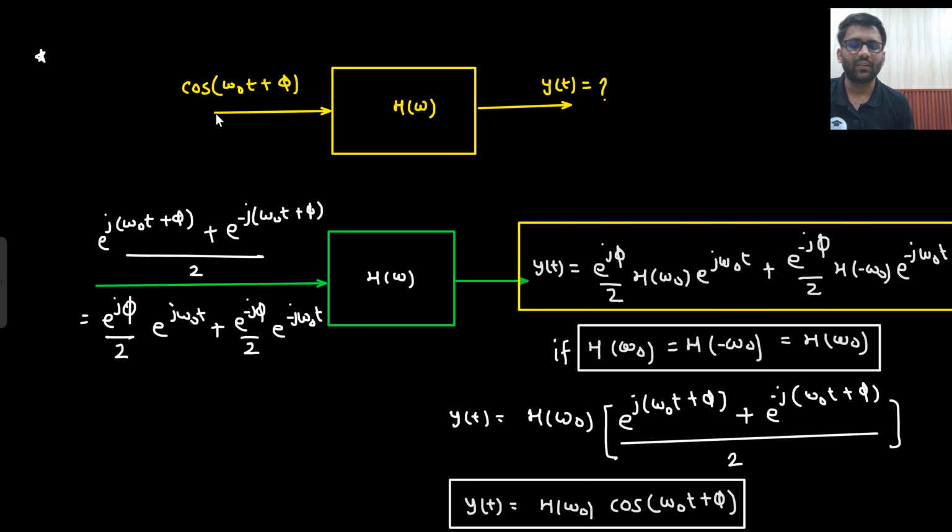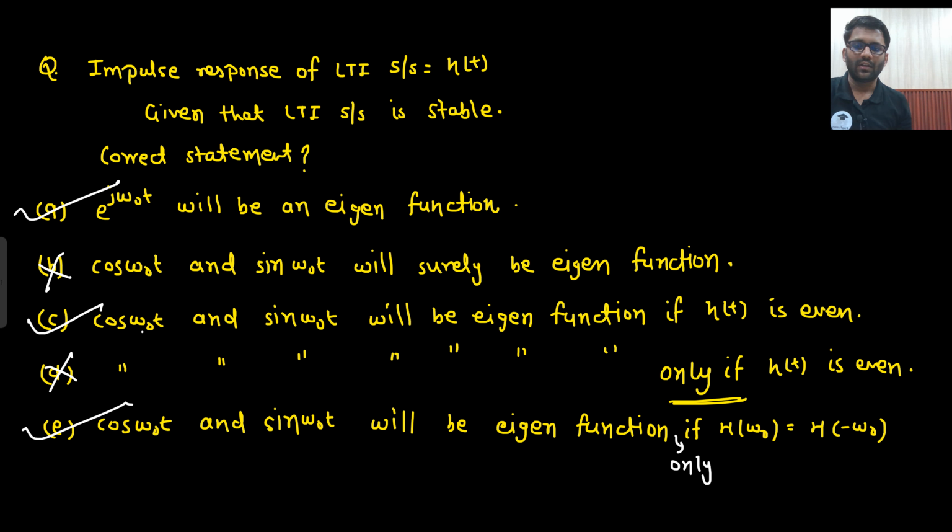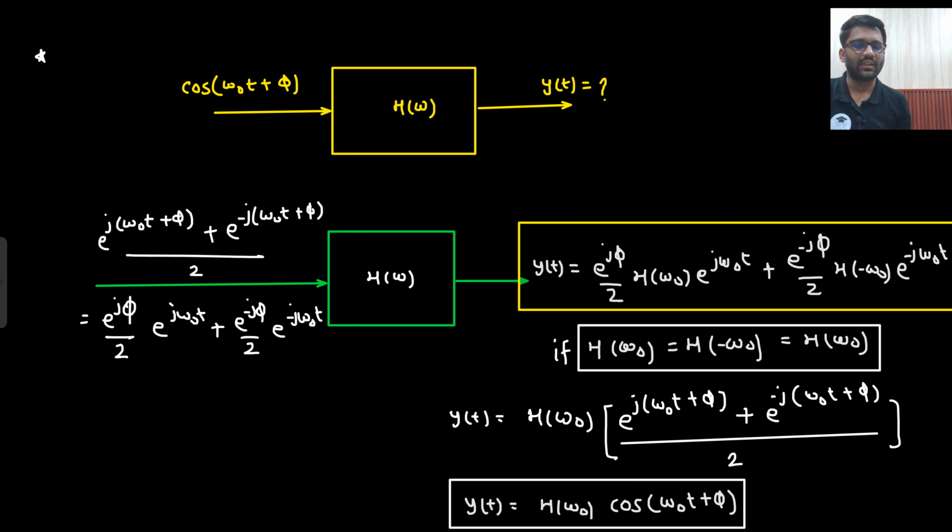So nothing is changing. Even if there is a phase, don't worry, all the concepts that we have written for sin omega naught t and cos omega naught t go here as well. Cos of omega naught t plus phi will be an eigenfunction of a stable LTI system only when h of omega naught is equal to h of minus omega naught. Otherwise this is how we will write down the output.